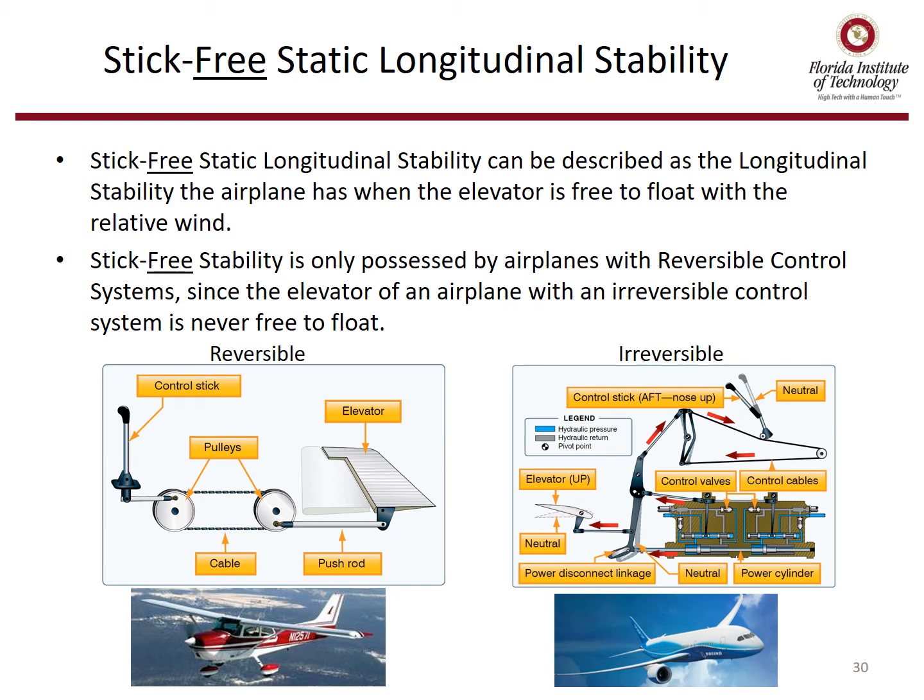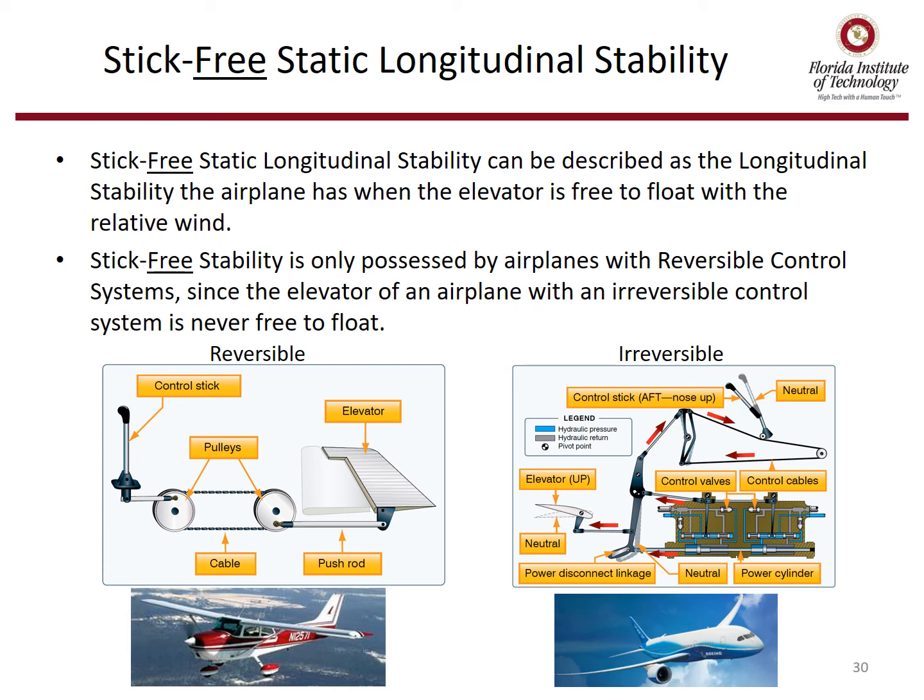The only aircraft that have stick free stability are the ones with reversible control systems. If you remember back to our introductory lecture in chapter 19, we defined what a reversible versus irreversible control system is, and I've shown diagrams here to refresh your memory. The bottom line is reversible means that the stick and the elevator are connected, and if I push on the stick, the elevator moves, or if I push on the elevator, the stick moves.